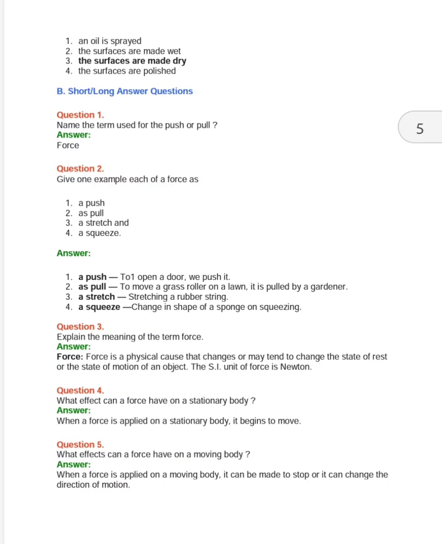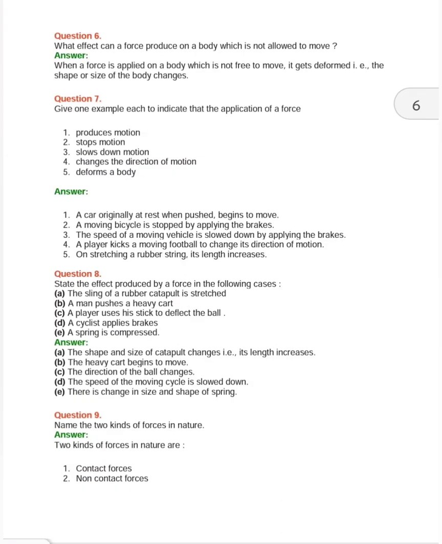Question 4. What effect can a force have on a stationary body? Answer. When a force is applied on a stationary body, it begins to move. Question number 5. What effects can a force have on a moving body? Answer. When a force is applied on a moving body, it can be made to stop or it can change the direction of motion.